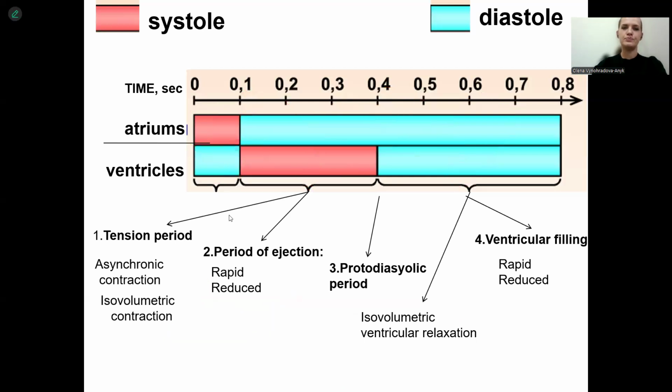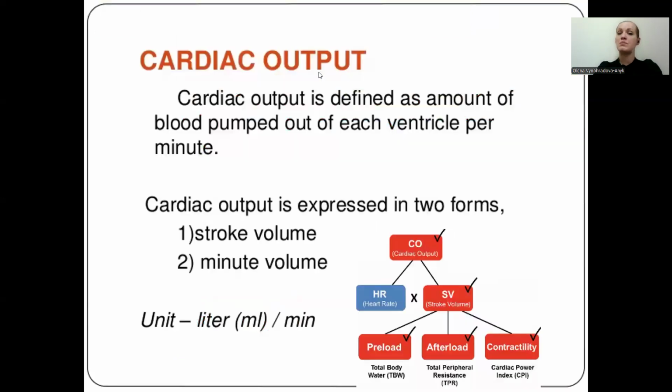Okay. Cardiac output. Cardiac output is defined as the amount of blood pumped out by each ventricle per minute. Here we should know that cardiac output depends on heart rate and stroke volume.